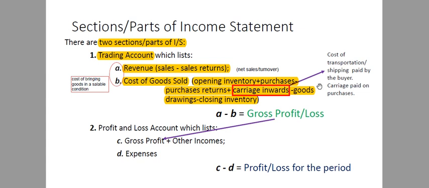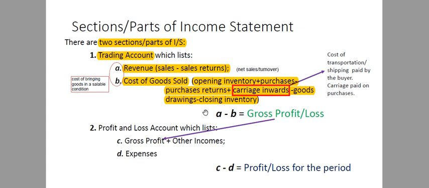And then if you have taken any goods for your own use, you're going to minus it because they have not been sold, so they should not become part of cost of goods sold. And the closing inventory is also the goods which still have not been sold, so they will also be removed from this year's cost and included in the next year.